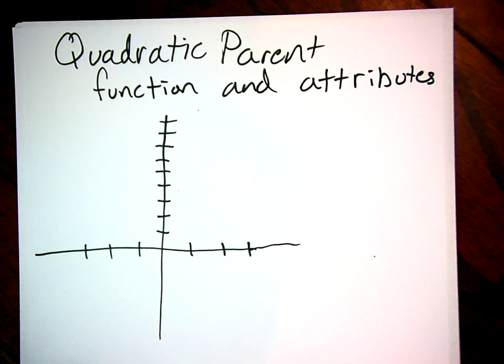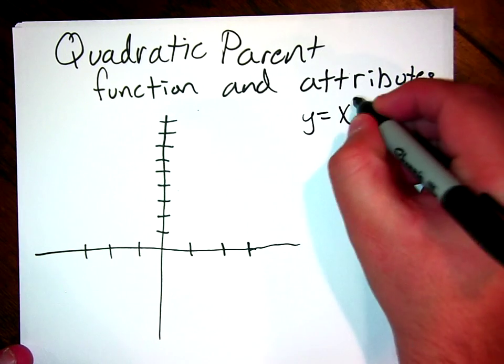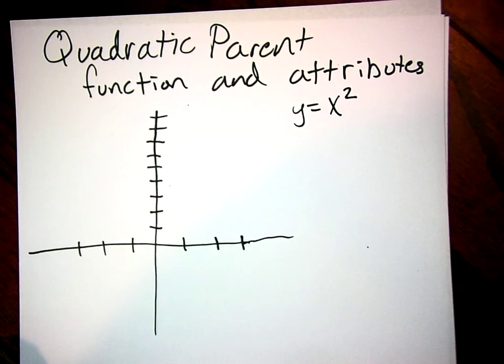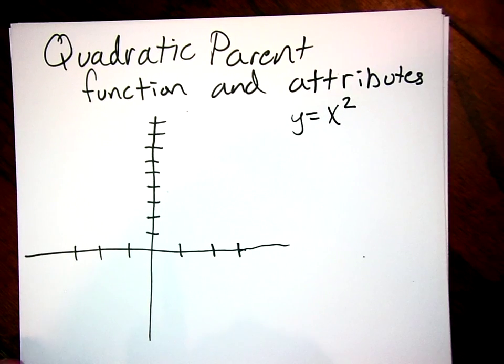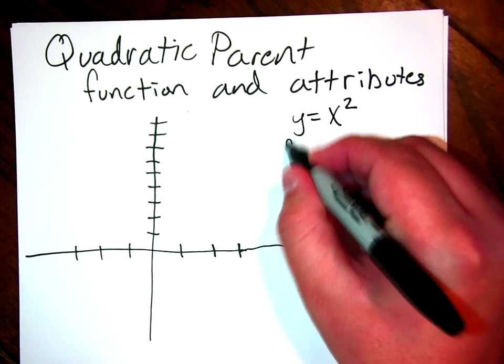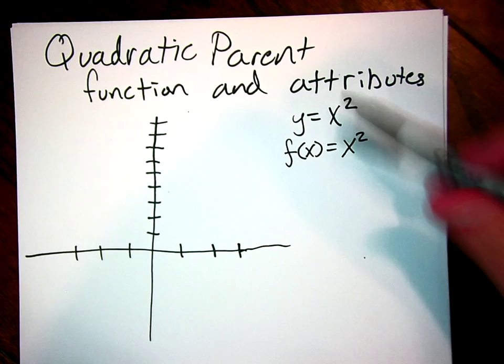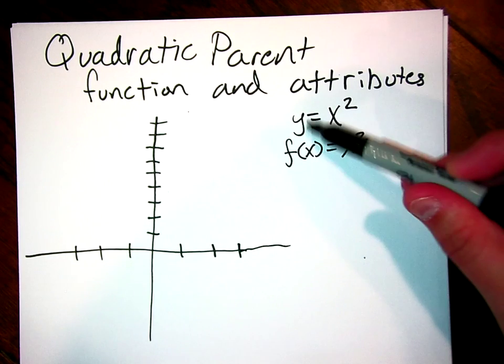Now, when we talk about parent functions, we're talking about the simplest possible form of the function. So, what that's going to mean is the function y equals x squared. If you remember earlier on in Algebra 1, y equals x squared and f of x equals x squared are the same thing. This is just two different ways of denoting the left-hand side of this function.